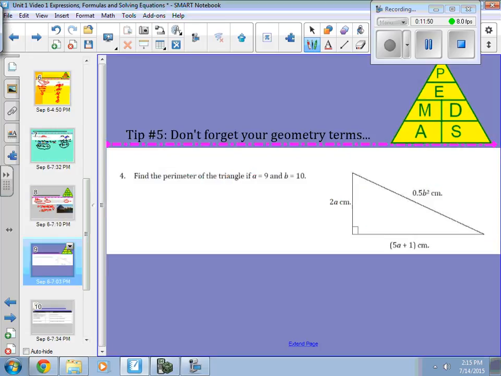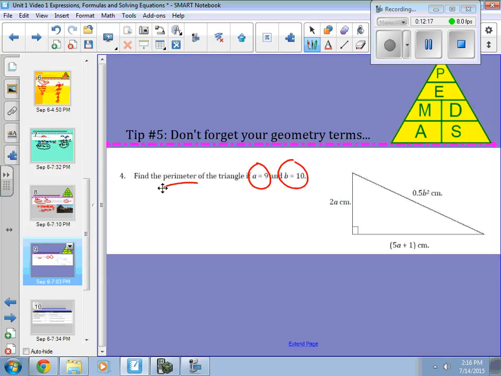All right, let's take a look at another one. This is kind of like a word problem too, another geometry type problem. They want us to find perimeter. Hopefully you remember from last year, perimeter is adding up all the outside lengths of this. So in a triangle, we need to add up all 3 of these outside lengths. The problem is we see some variables over there. The good thing is, though, they tell us what the variables are. A is 9 and B is 10. So let's substitute that in and see what we get.